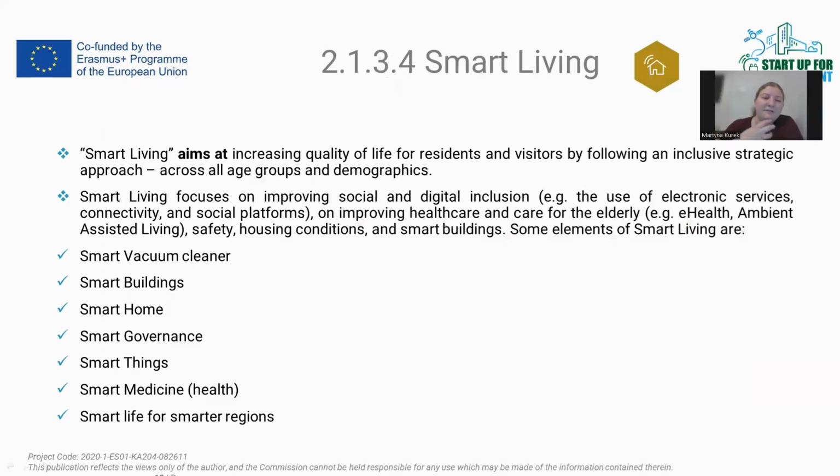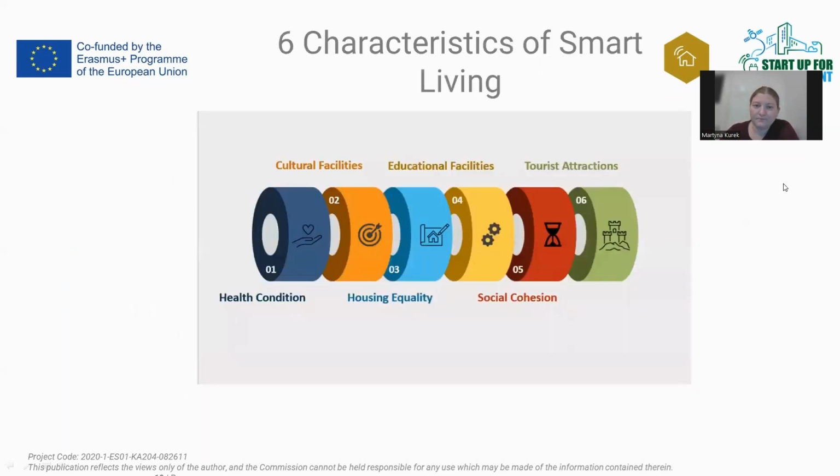Another aspect of smart cities and smart economy is very much connected to smart living. So here we have some examples of technologies that can be used in daily life by private people in their homes. So we have those smart vacuum cleaners, smart buildings, smart home, smart governance, smart things, smart medicine, and smart life for smarter regions. Again, here, the characteristics of this aspect is very much connected to the cultural facilities, to educational facilities, for tourist attractions, very important also health condition, housing equality, and social cohesion.